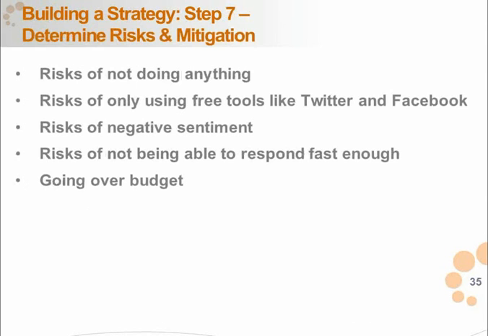The next step is to determine the risk and mitigation. I always say, what's the worst case scenario? Figure that out and figure out how you're going to deal with it. So I would decide the risk of not doing anything, the risk of using just the free tools like Twitter and Facebook, the risk of that negative sentiment, you know, the Domino's pizza scenario, the risk of not being able to respond fast enough, how are you going to deal with it, the risk of going over budget or being under-resourced. So really understand before you jump in the risk of what's going to happen.